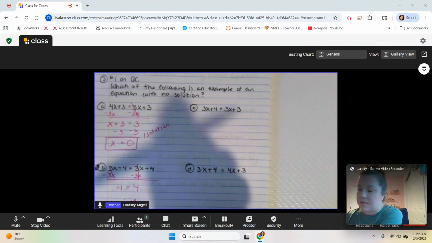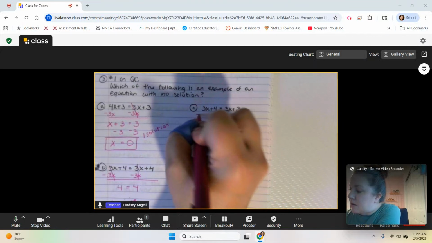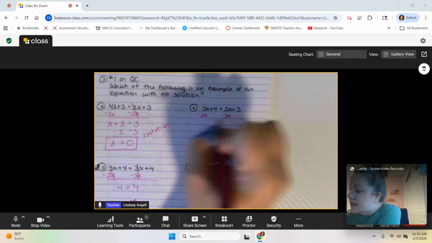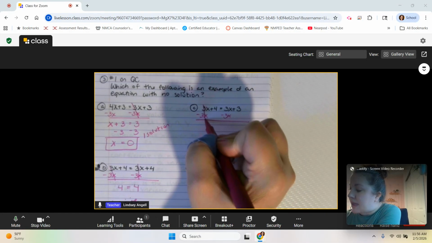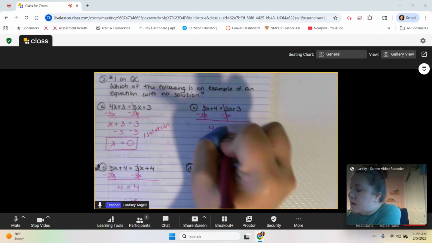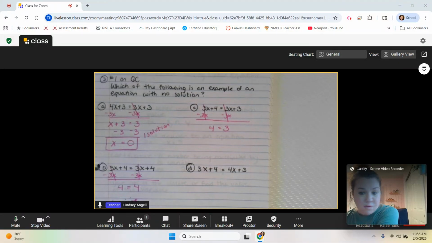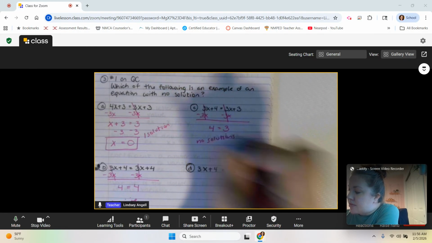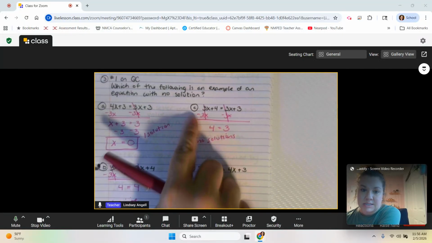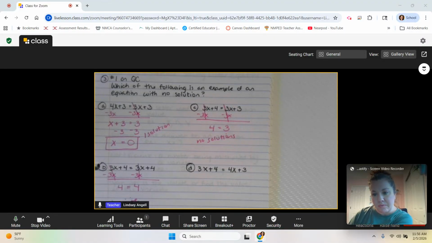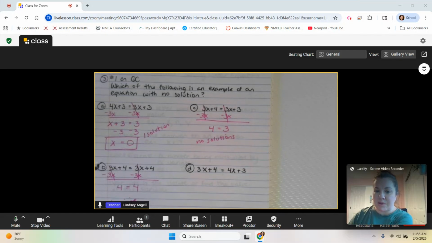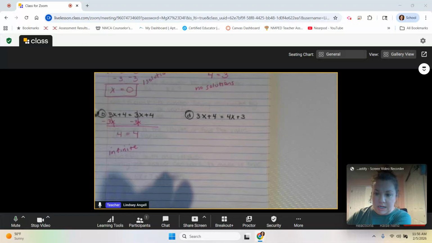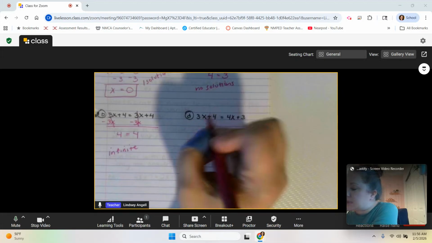Okay, let's look at C. With this one, again, my goal is to first try to get my variable on one side, but when I do that, they cancel out, and I'm left with 4 equals 3. Okay, 4 does not equal 3, so I'm willing to bet that this one is a no solutions one. So most likely the answer is C, 3x plus 4 equals 3x plus 3. But it's always good, you need to get in the habit of testing every single answer to make sure that you're good to go.